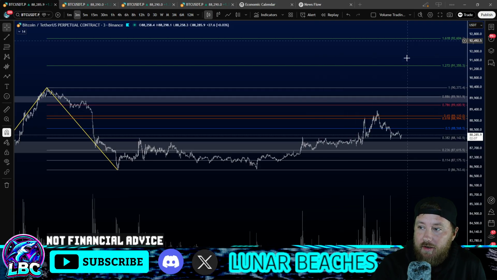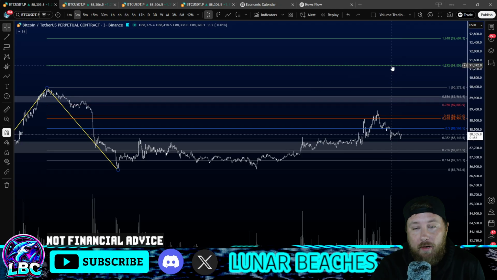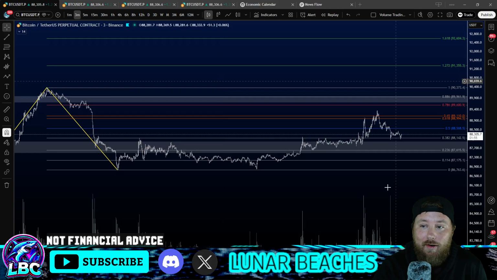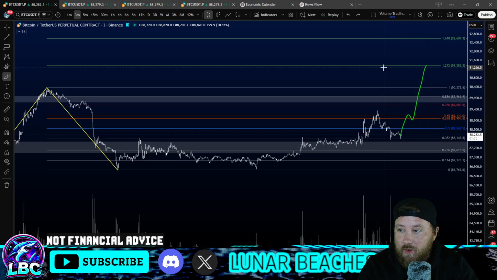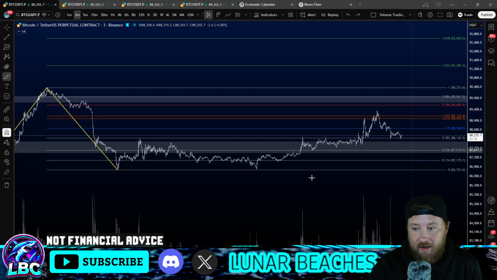On the top side, on the expansion for profit taking, I have the 1.272 and the 1.618. So these are going to be your most common levels to see after a breakout, price react to, and potentially stop expanding. So if price was to just continue to climb here and break out, I'm taking profit at the 1.272 and the 1.618. So that is what I look for if we get the breakout.